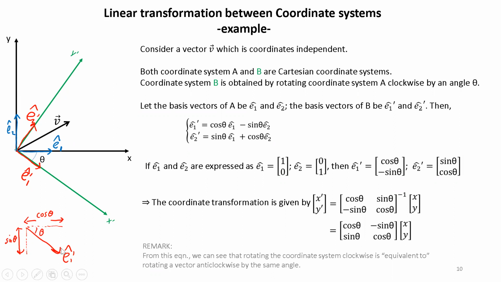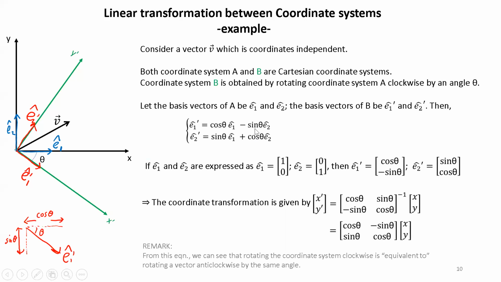Because again the length of this E1 prime is still 1, that's why this component is cosine theta, this is sine theta. So this E1 prime can be written as cosine theta E1 hat minus sine theta E2 hat, because this is going to the negative, the opposite of the E2 direction. So then you see that this E1 prime equals cosine theta E1 minus sine theta E2. Similarly, you can express your E2 prime in terms of E1 and E2.